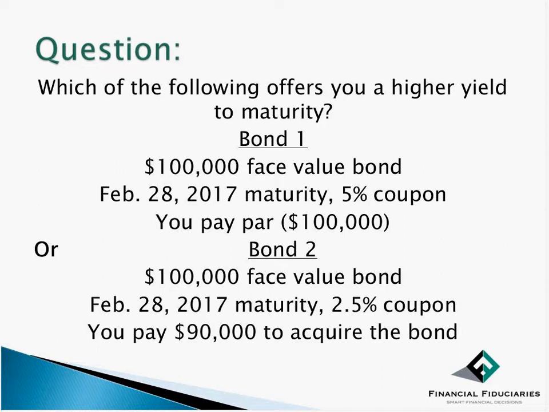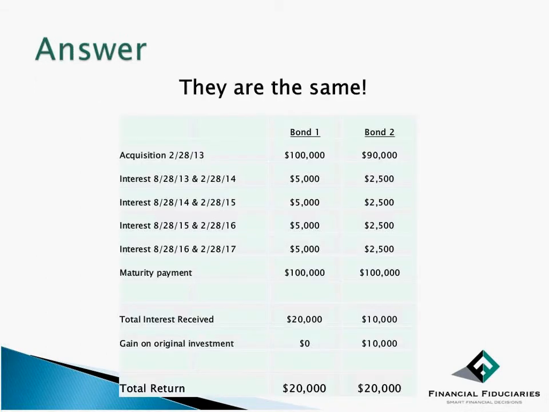Think about that one for a minute. And the answer is neither. Actually, the yield to maturities of both are essentially the same. And the reason for that is, take a look here at the cash flow of this. So bond 1, you paid $100,000 for that bond. You get $5,000 each year in interest, and then you get $100,000 back at the end. So your total interest received is $20,000. There's no gain on your original investment because you're getting back exactly what you paid. So your total return on that investment is $20,000.